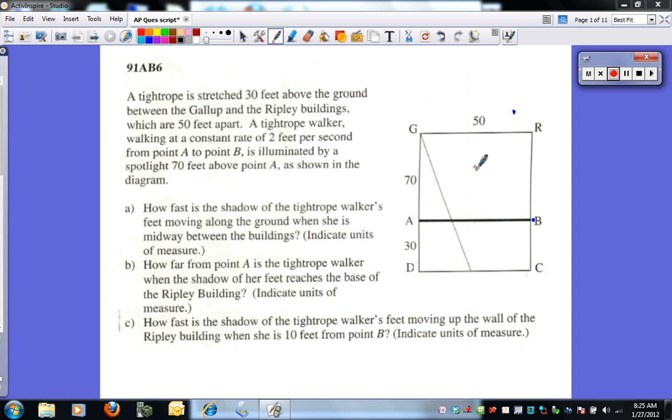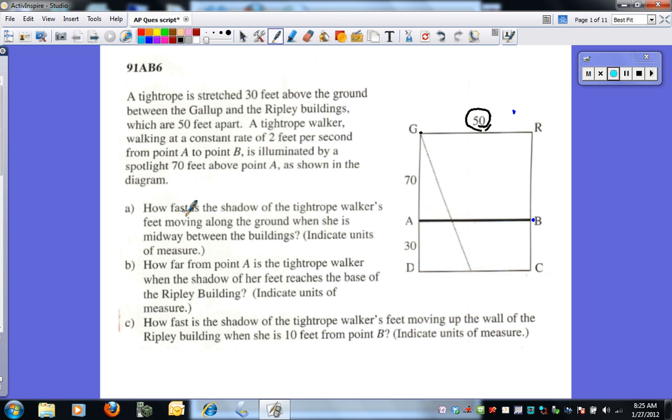So we have this situation on 91 AB6. A tightrope is stretched 30 feet above the ground. So there's my tightrope between the Gallup and Ripley buildings, which are 50 feet apart. A tightrope walker is walking at a constant rate of 2 feet per second. So the tightrope walker is walking across the tightrope at 2 feet per second from point A to point B, and is illuminated by a spotlight, which is up here, G, right directly at point A, as shown in the diagram. So here's the diagram, you see that.